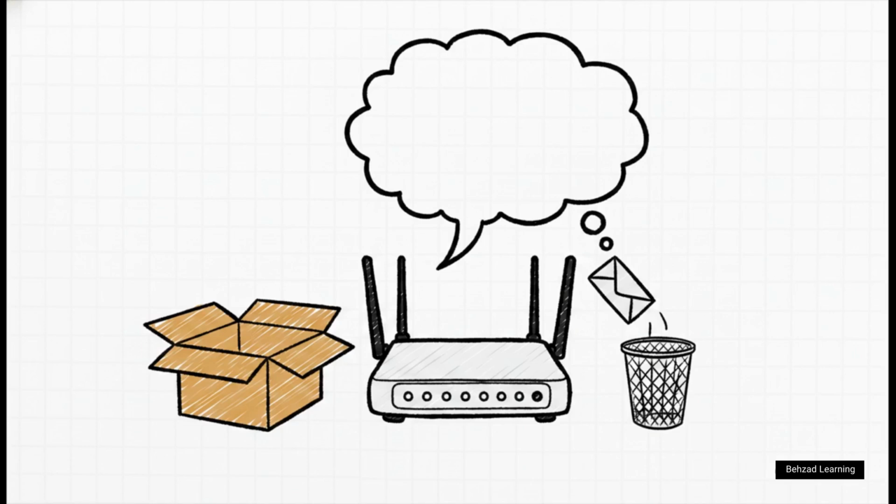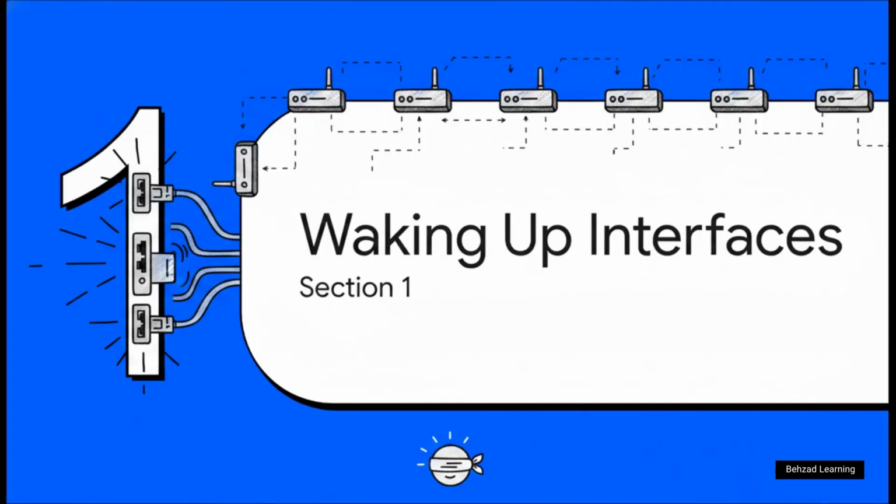Zero. Zilch. An unconfigured router is a total blank slate. If you hand it a packet right now, it doesn't even try to guess where it goes. It literally just throws it in the trash. Out of the box, every single one of its network interfaces is shut down, its routing map is completely empty, and honestly, it doesn't even know what an IP address is yet. It's totally up to us to wake this thing up. Which brings us right into Section 1, Waking Up Network Interfaces.